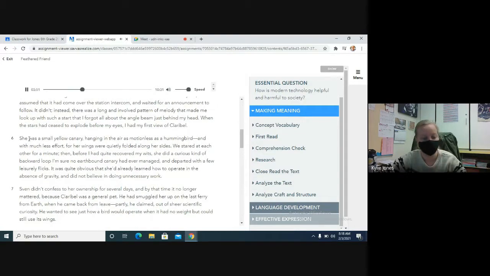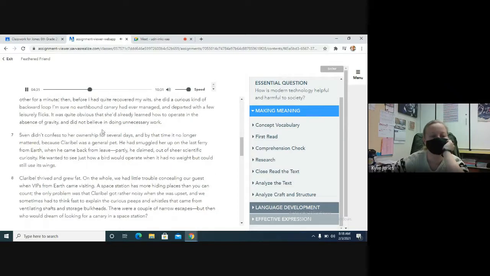She was a small yellow canary, hanging in the air as motionless as a hummingbird, and with much less effort, for her wings were quietly folded along her sides. We stared at each other for a minute. Then, before I had quite recovered my wits, she did a curious kind of backward loop I'm sure no earthbound canary had ever managed, and departed with a few leisurely flicks. It was quite clear that she'd already learned how to operate in the absence of gravity, and did not believe in doing unnecessary work.